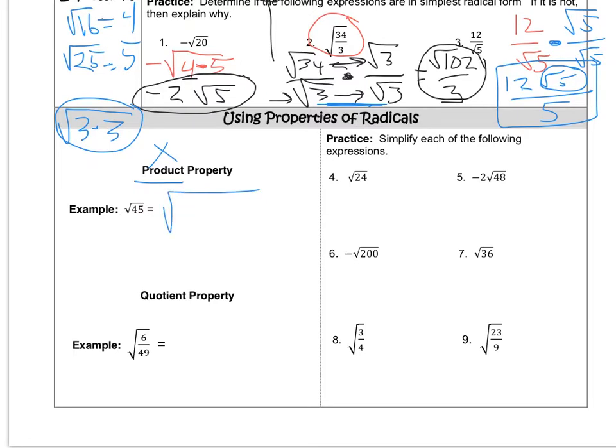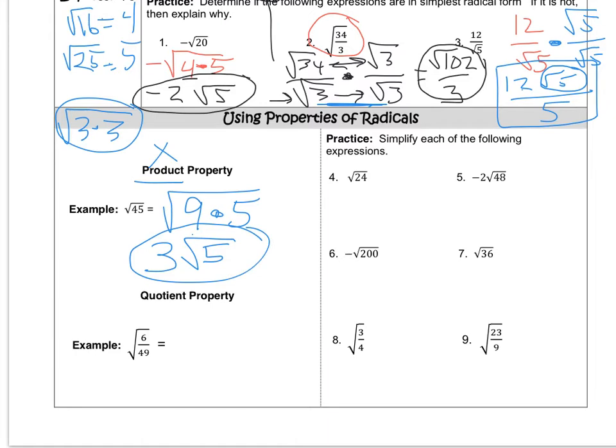If I take and break 45 apart and say the square root of 9 times 5, well, it still equals 45, but this 9 is a perfect square number. What is the square root of 9? That's right, it's 3. So a 3 comes out, and the square root of 5 is simplified, so it stays in, and so that is my answer.